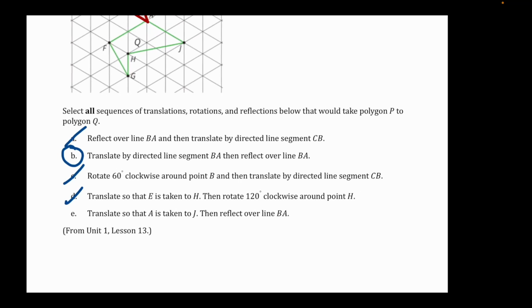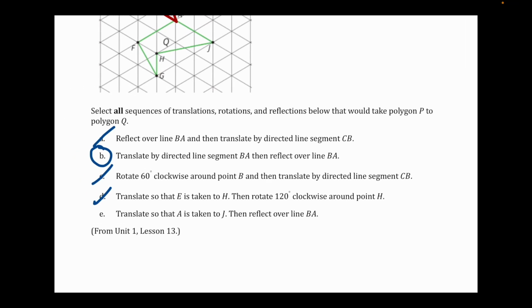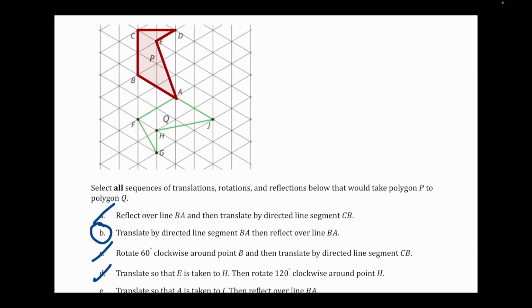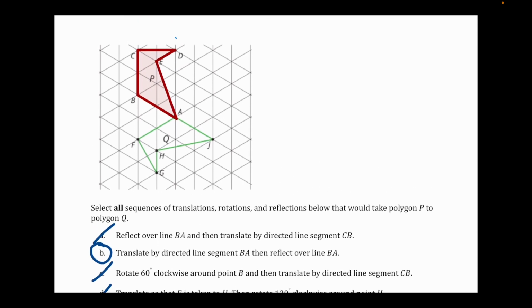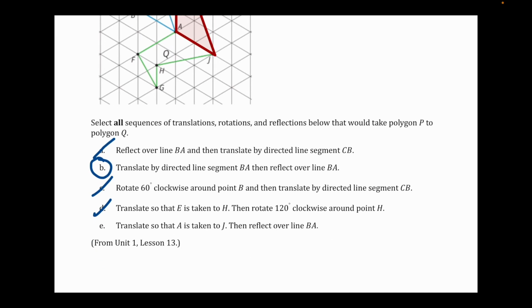Let's look at the last one. Translate so that A is taken to J, then reflect over line BA. I think this one works. Let's translate so that A, so that original point, is taken down to J. Yeah. And then reflect over line BA. That is this line right here. And yes, that absolutely will reflect this shape across it and land on the other one. So these two, B and E, are both correct.